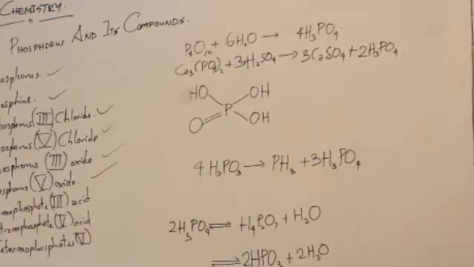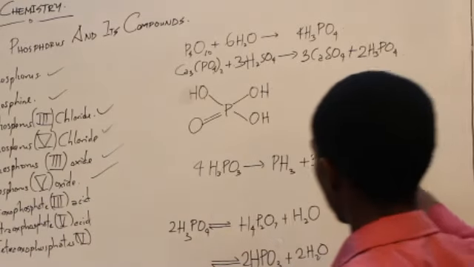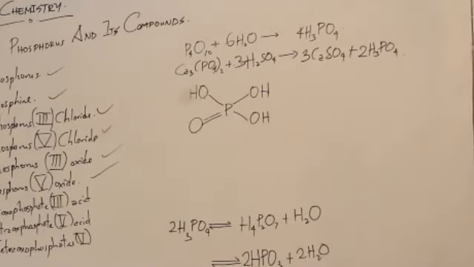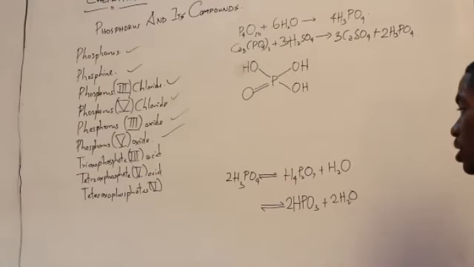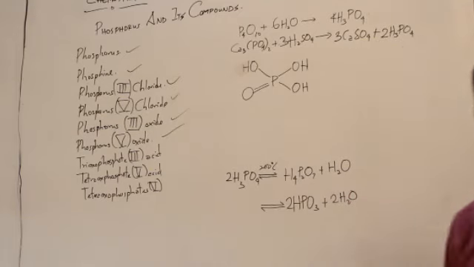Now the structure is just as what we can see here. It doesn't decompose that way. It decomposes to form this particular structure, that's H4P2O7 and water, and it can further decompose to form HPO3 and 2 molecules of water. These decompositions are reversible reactions, and they can occur at temperatures of about 200 degrees Celsius.